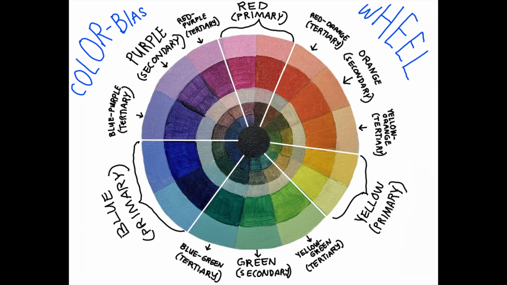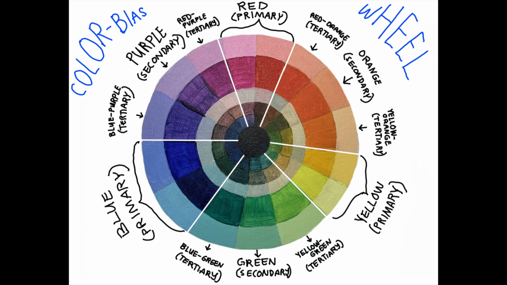This accounts for the fact that every red either leans towards orange or leans towards purple. Every yellow either leans towards orange or leans towards green. And every blue leans towards purple or green.